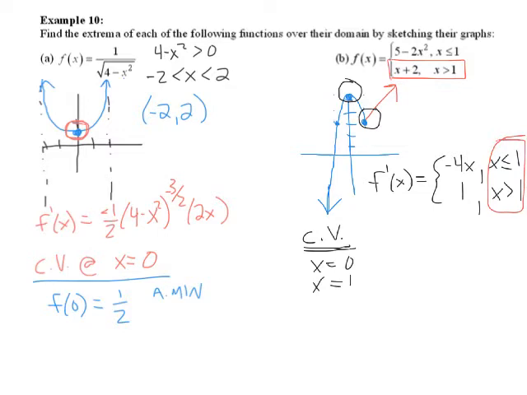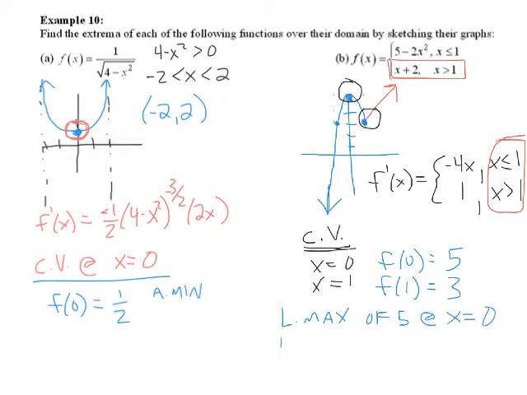So if we test both those values, we find that f of 0 is equal to 5, and f of 1 is equal to 3. So we get our local max and our local min. Local max of 5 at x equals 0, and a local min of 3 at x equals 1.